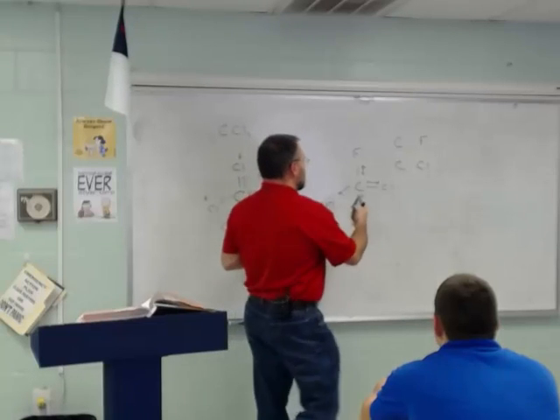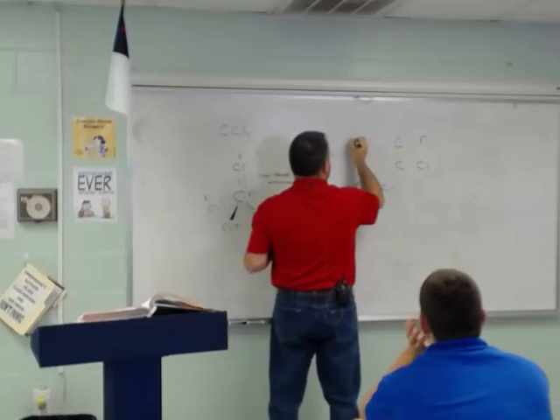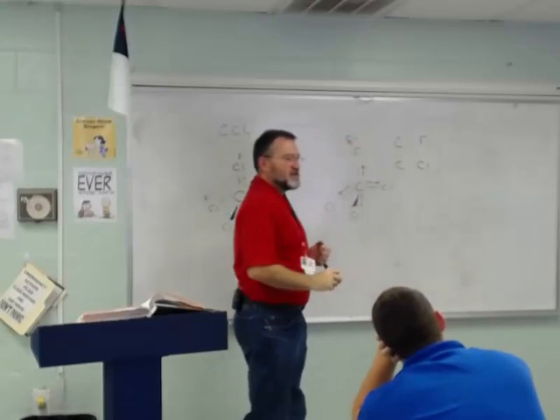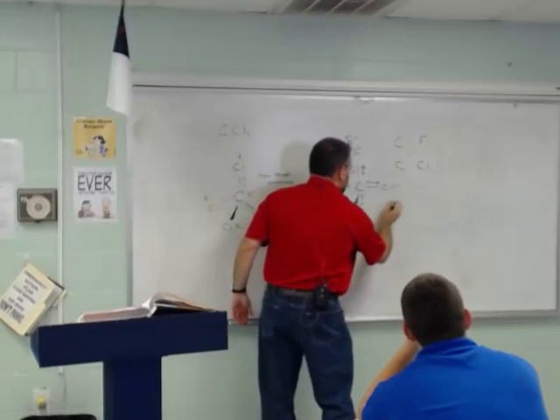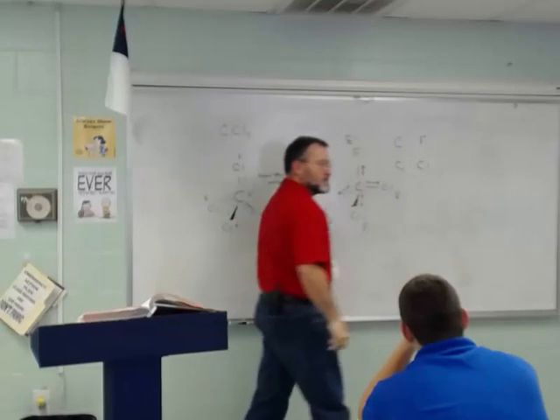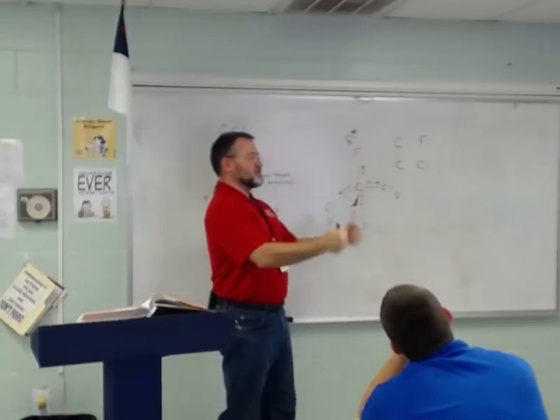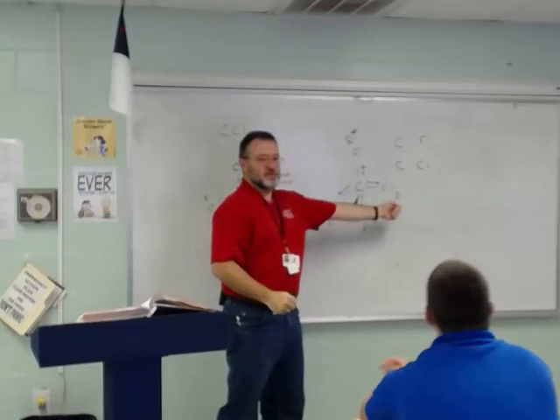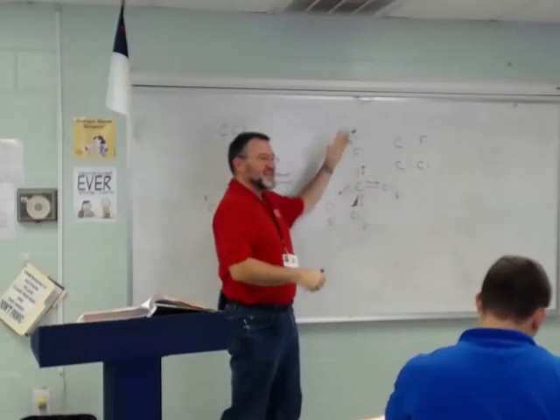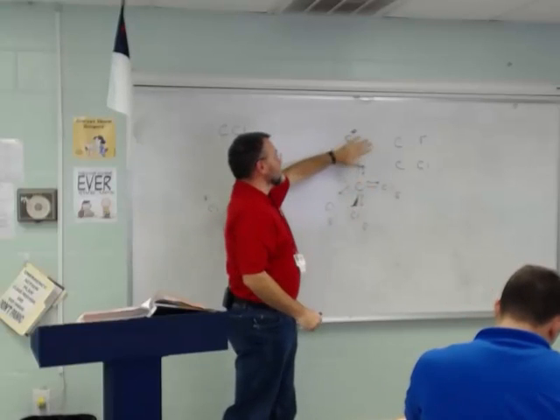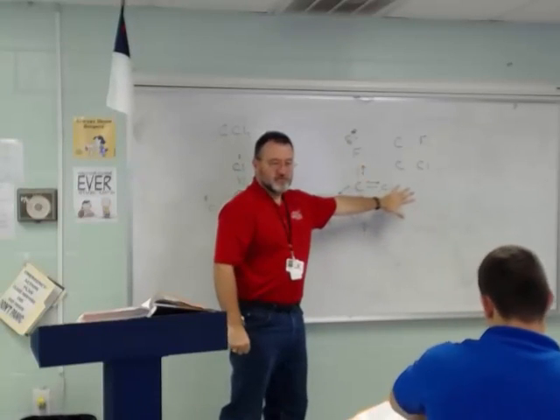Which means that this, compared to these two, this partial negative up here for fluorine is going to be greater than the partial negatives for these chlorines. This is going to be greater. It's pulling on the electron harder than the chlorines are. Okay? And because it's pulling harder, it's getting it more often. It's making this partial negative greater than the partial negative of the chlorines.